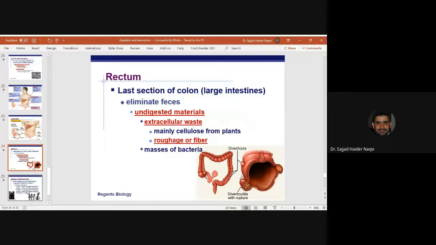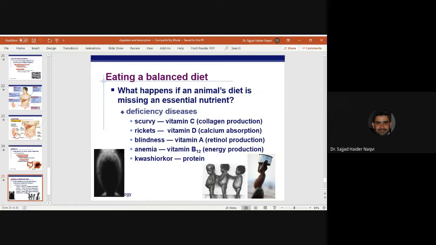The last portion of the digestive tract is the rectum, which is after the colon. It is part of the large intestine, and this is the point where elimination takes place, and all the undigested material, waste products, cellulose from the plants, fiber, and a lot of other things get eliminated via the rectum. So with this, the process of digestion and absorption is done. I already discussed the balanced diet with you. If you remember, we covered this portion in nutrition, so I'm not going to discuss it again. So with this, we have completed the process of digestion and absorption.